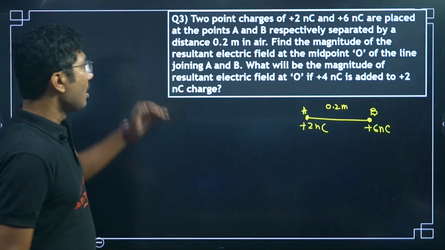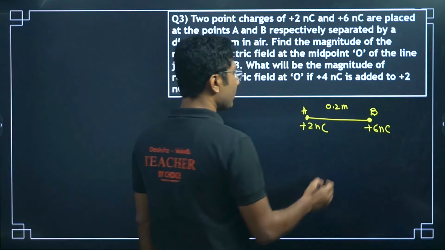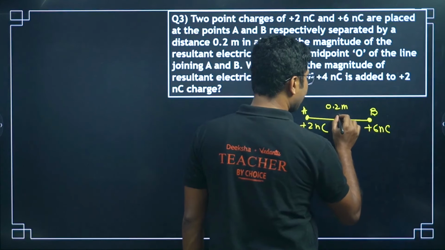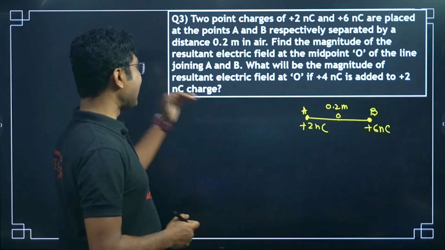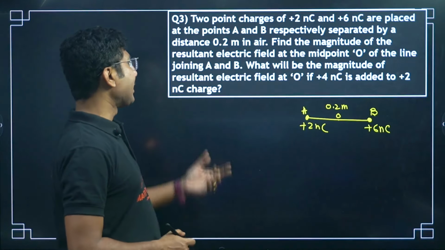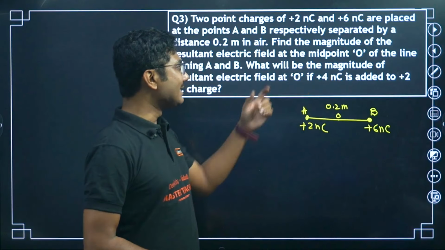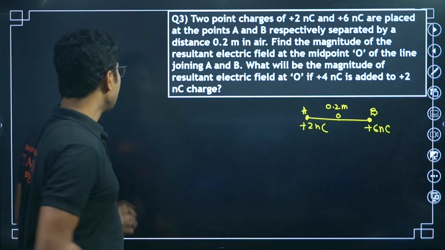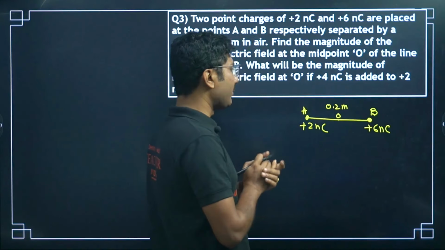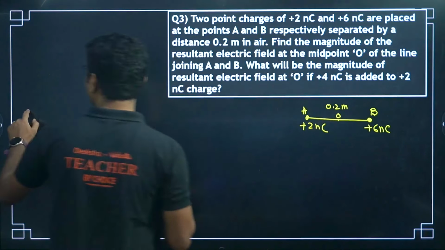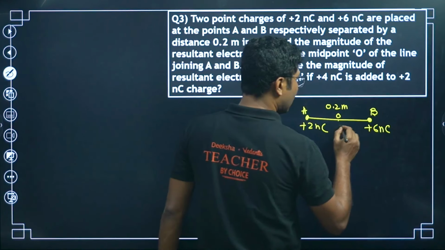Now find the magnitude of the resultant electric field at the midpoint O. Again the same question, here we are trying to find the magnitude of the electric field at the midpoint O of the line joining A and B. What will be the magnitude of the resultant electric field at O if plus 4 nanocoulomb is added to the plus 2 nanocoulomb charge? That is very, very important to understand. Part B we will solve later. First we will calculate the electric field due to the charge at A.